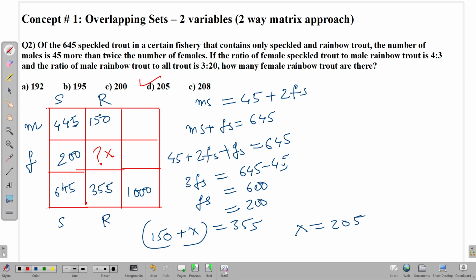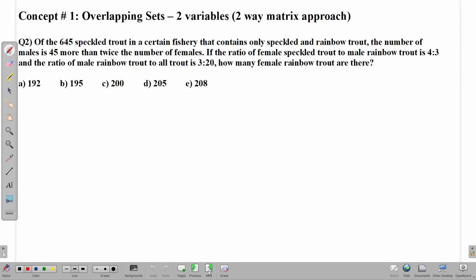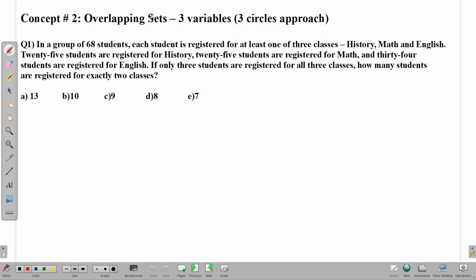Very good, students. Let us move to the next one. These are the two examples I've worked out of overlapping sets. Now we will move on to what we can call the three variable approach. This is a three variable approach, three circles, Venn diagram approach. It's an extremely easy and simple way of solving these kinds of questions. It is very elementary, if I may even add.